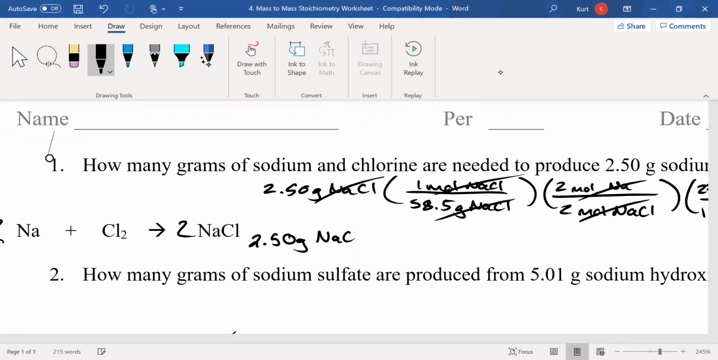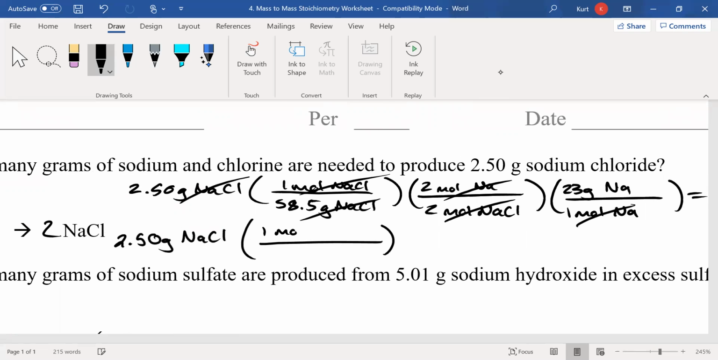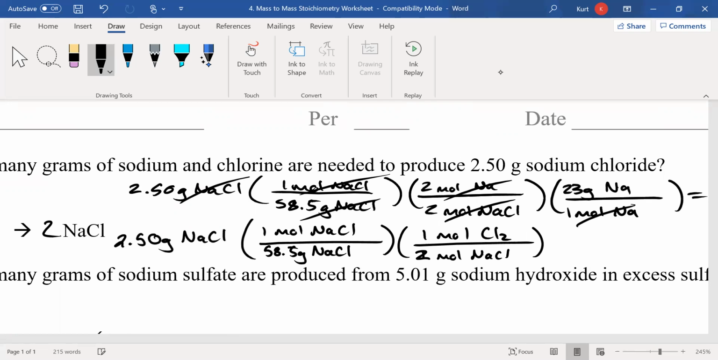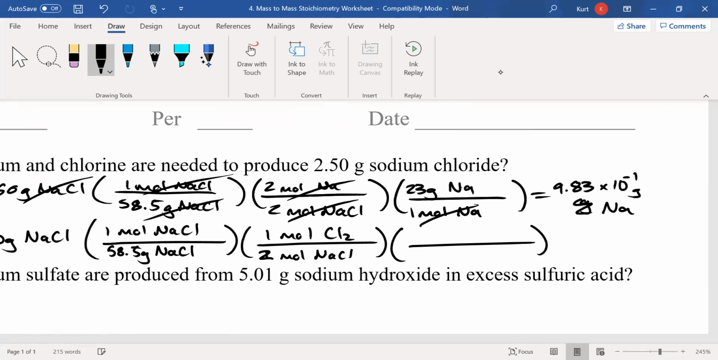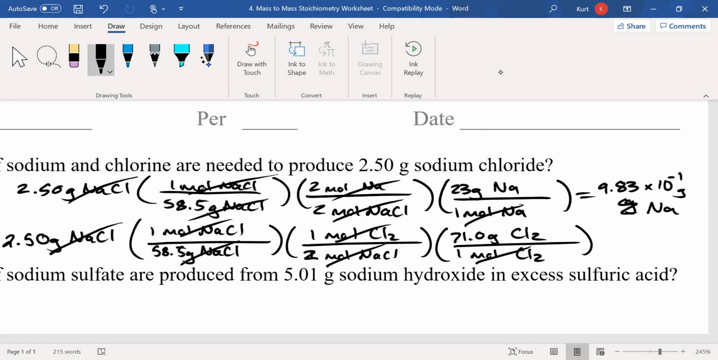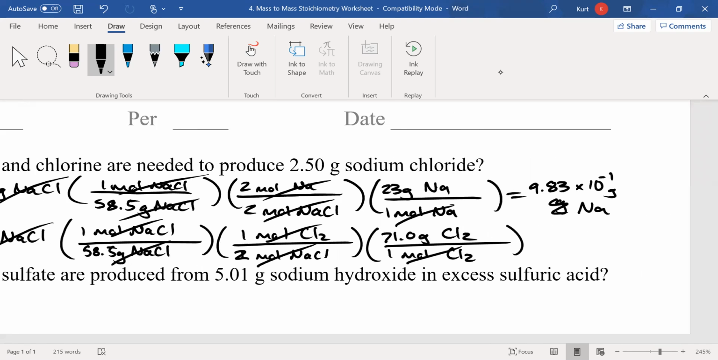2.50 grams of sodium chloride is going to be having 1 mole of NaCl on top, 58.5 grams of NaCl on the bottom. 2 moles of NaCl is equal to 1 mole of Cl2. Cl2 is going to be 71 grams per mole. Okay, what is 2.5 divided by 58.5 divided by 2 times 71?